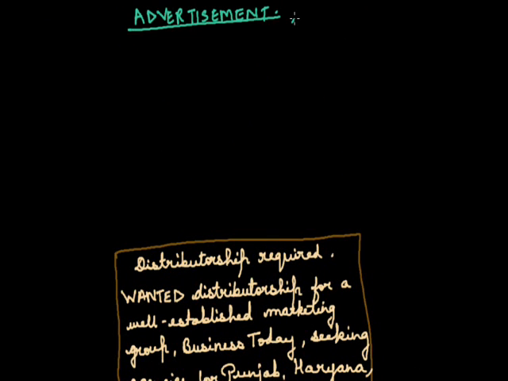Advertisement. As discussed in the previous lecture, advertisement is divided into two parts, that is classified advertisement and commercial, or you can name it a display advertisement. As we were discussing the classified advertisement, among them the four we have discussed: the first one is for situation vacant, the second is for situation wanted.